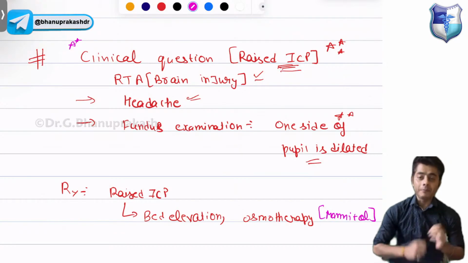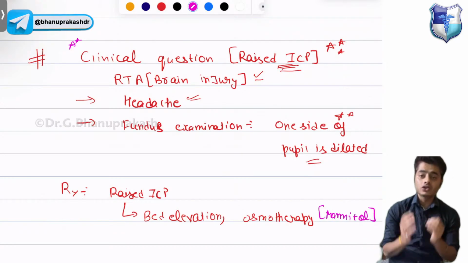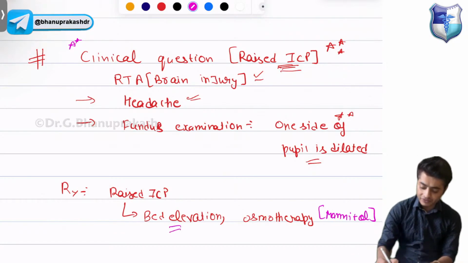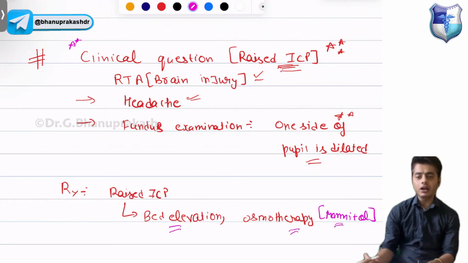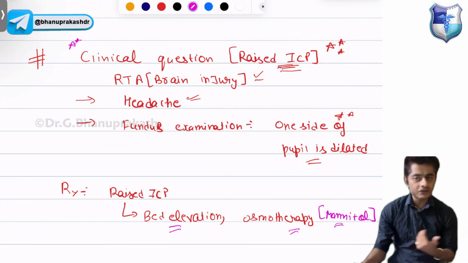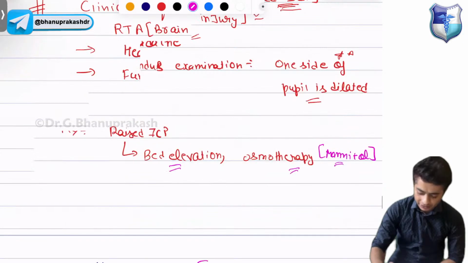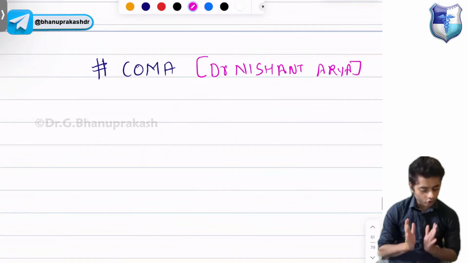Patient will land into coma, and many times coma are irreversible. So you have to act as quickly as possible. You will do bed elevation, you will give osmotherapy, mannitol, and other treatment options which we have discussed in the last class lecture of raised ICP. Okay, so in this class we will study about coma.